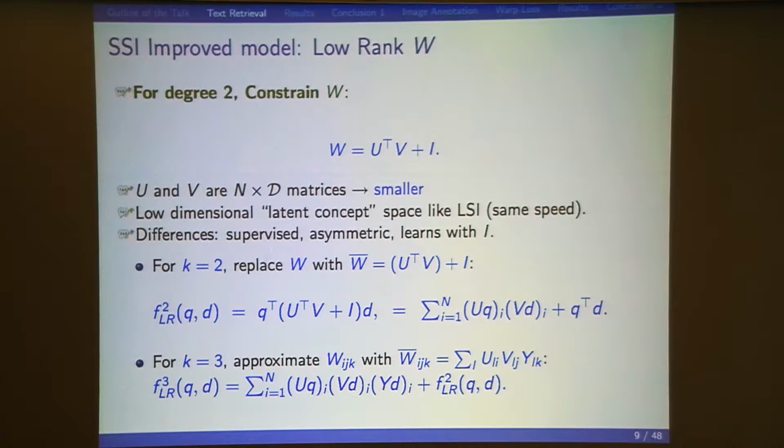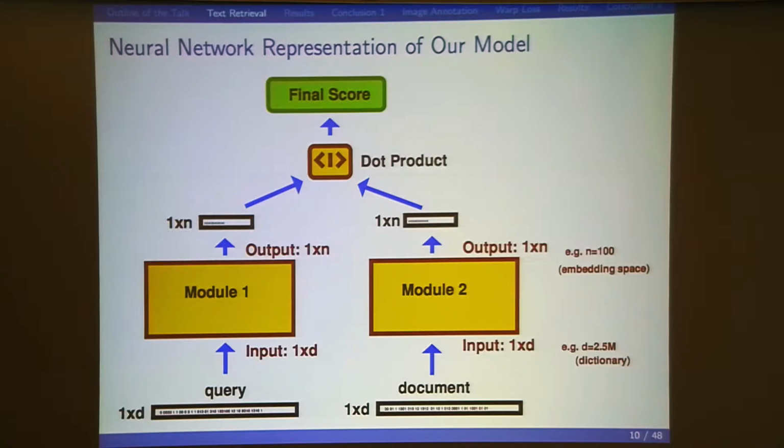And for k equals 3, you get something similar. Basically, instead of just U and V, where U embeds the query words and V embeds the document words, you need a Y matrix as well, so there are two ways of embedding the document words. So that's to do the three-dimensional W tensor. So yeah, that's the model.